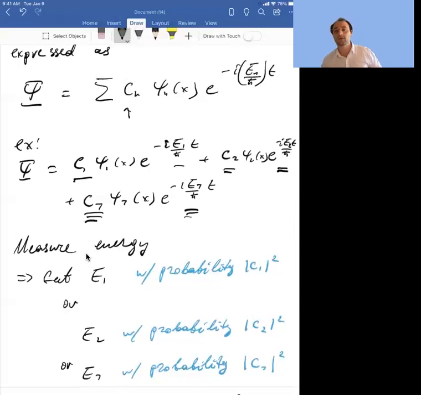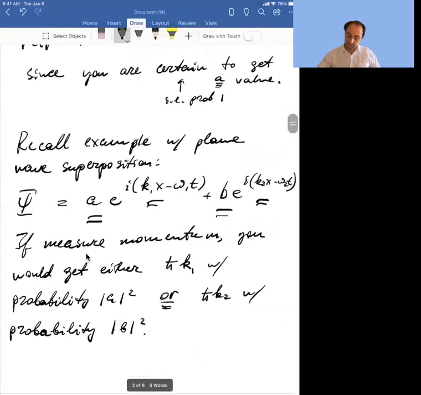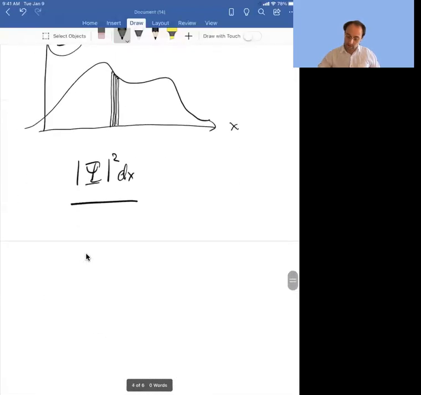In the next lecture, we will talk about something called operators and how to use those operators to make a prediction of expectation values, average values. Okay? So this is part one. Now comes part two. Thanks.